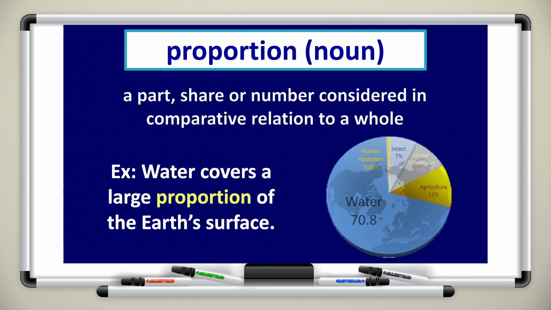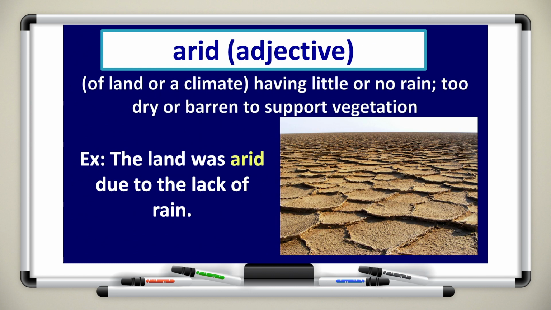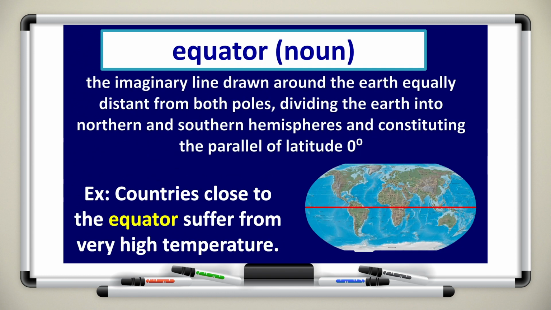Proportion means a part, share, or number. Example, water covers a large proportion of earth. Arid means having little or no rain, dry. The land was arid due to the lack of rain. And equator means the imaginary line drawn around the earth equally. Example, countries close to the equator suffer from high temperature.